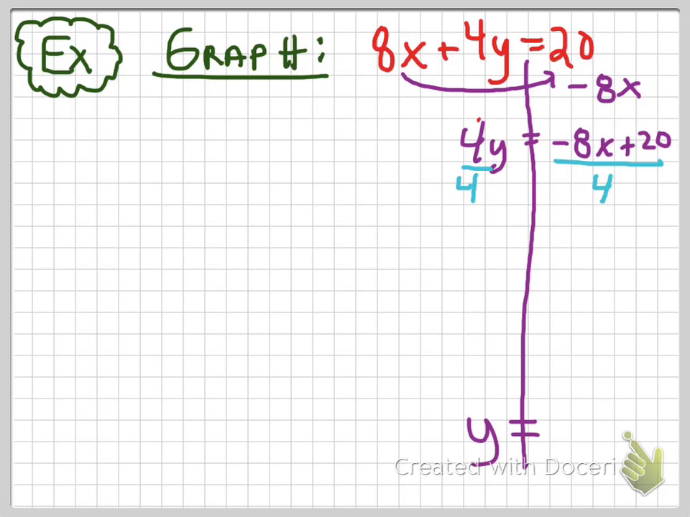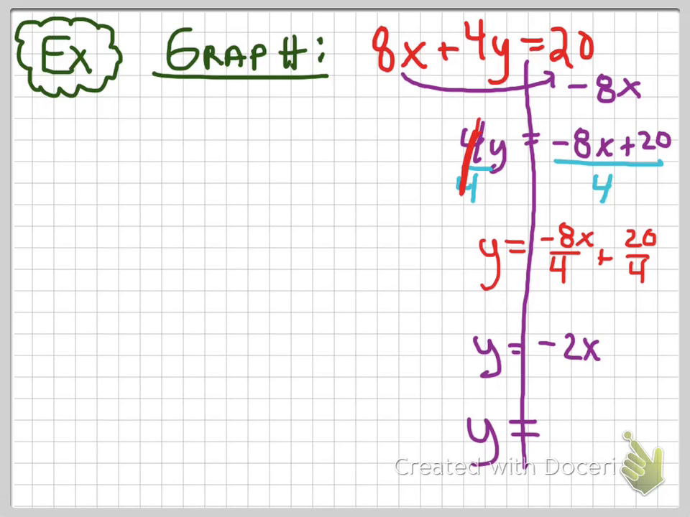And we're going to get the 4's to cancel. And we're going to get y equals negative 8x divided by 4, plus 20 divided by 4. Little fractions. And negative 8 divided by 4 is going to be y equals negative 2x. Negative 8 divided by 4 is negative 2. Plus 20 divided by 4 is 5. This one divides out really nicely. There's no fractions left over.